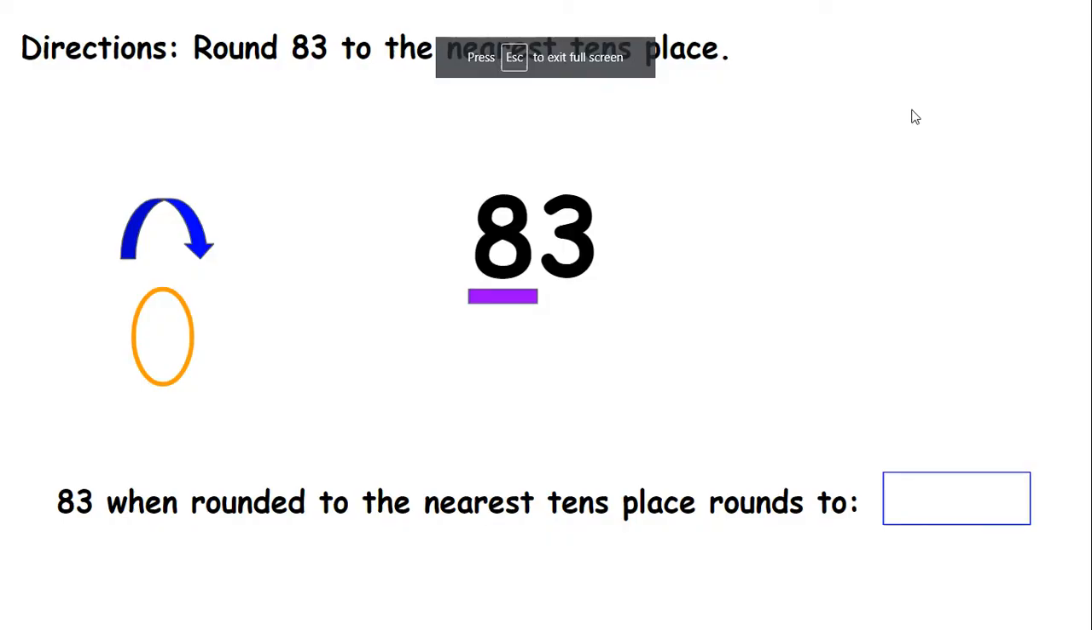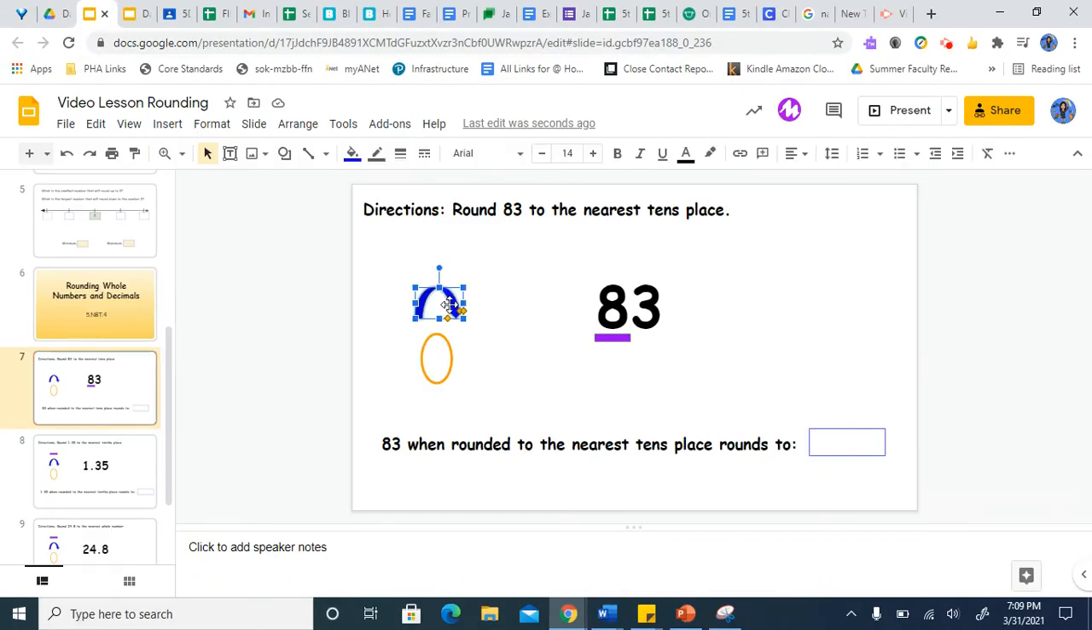Now what we do is look at the digit to its right. So I'm going to use the arrow to look to the digit to its right and see that that digit is 3. So I'm going to circle the 3 so I know what to focus on.